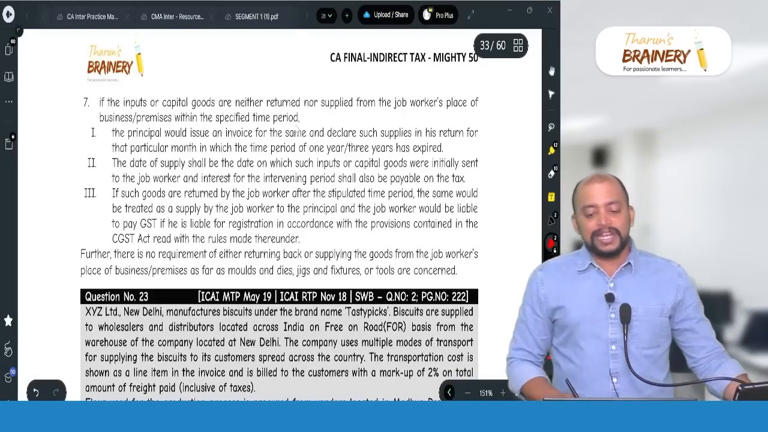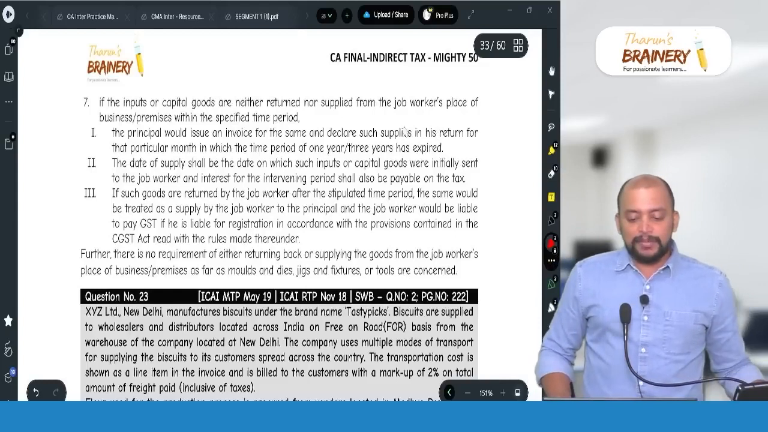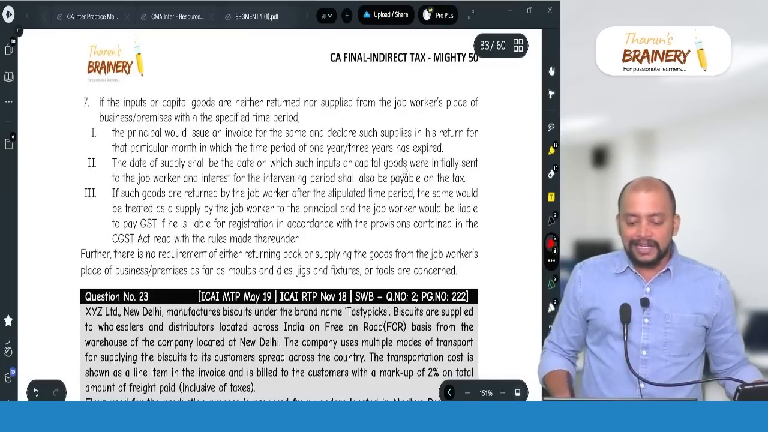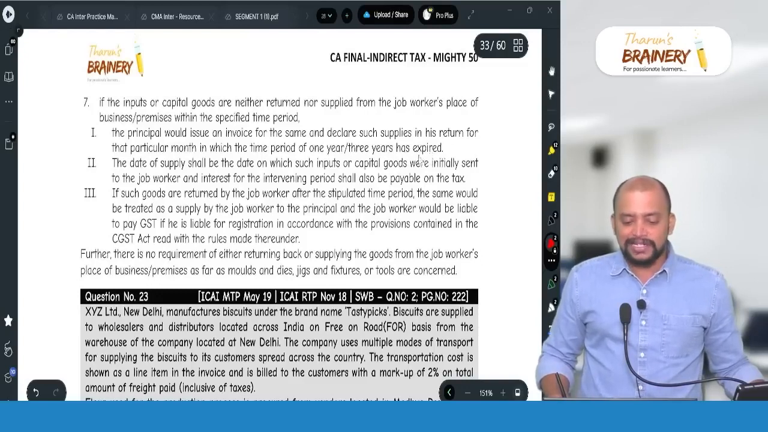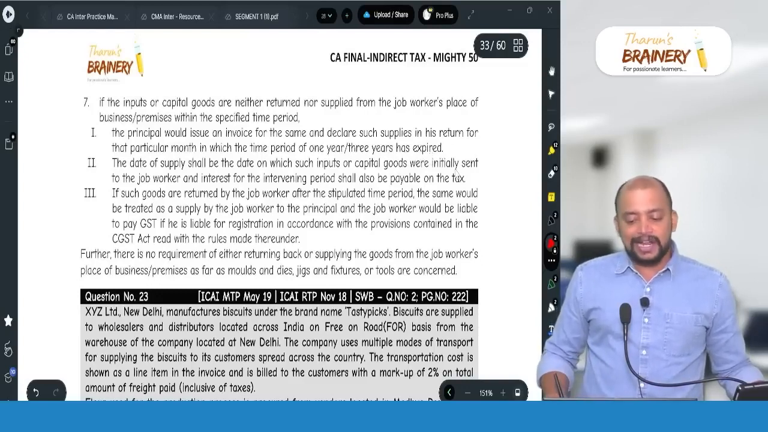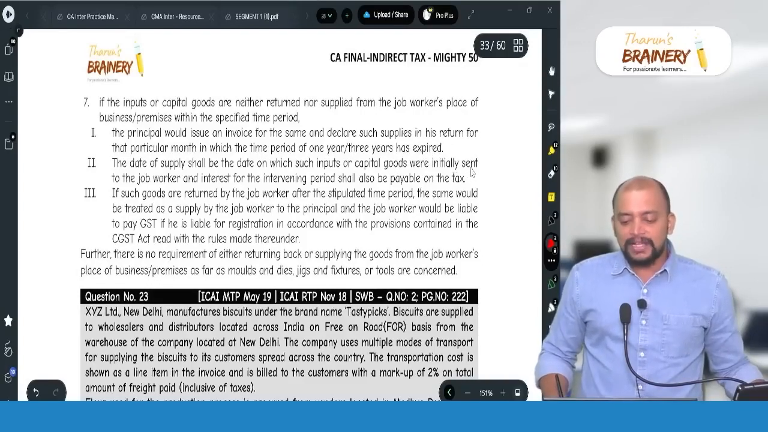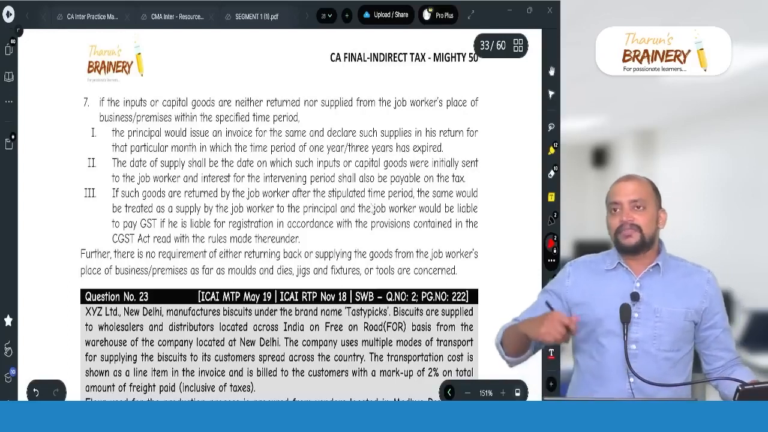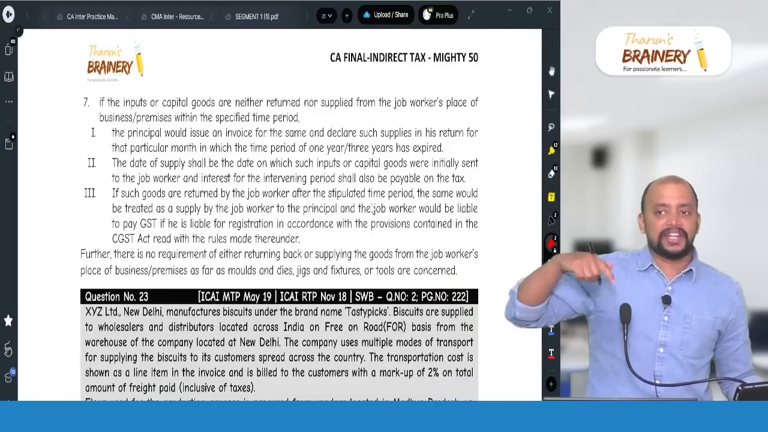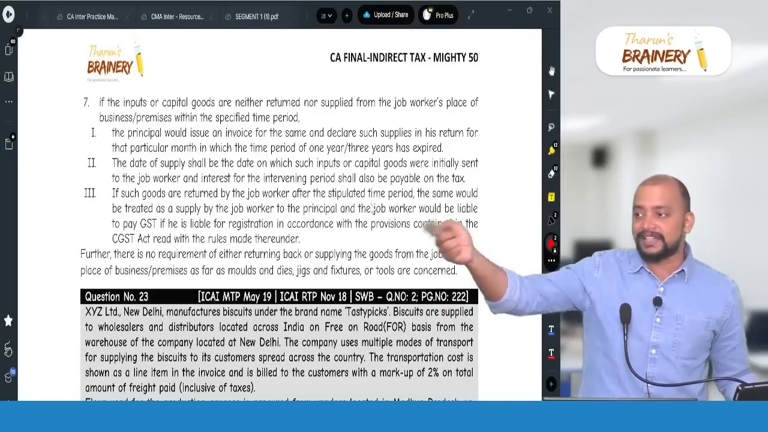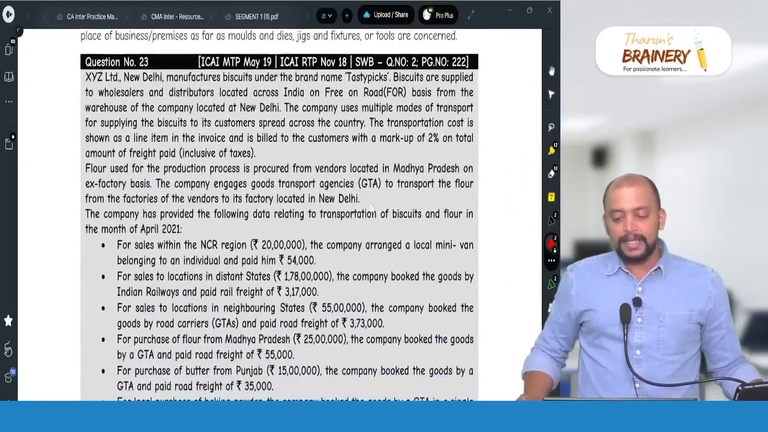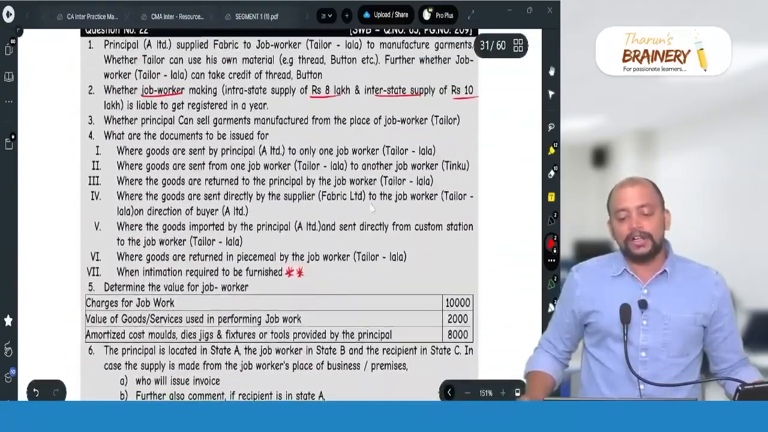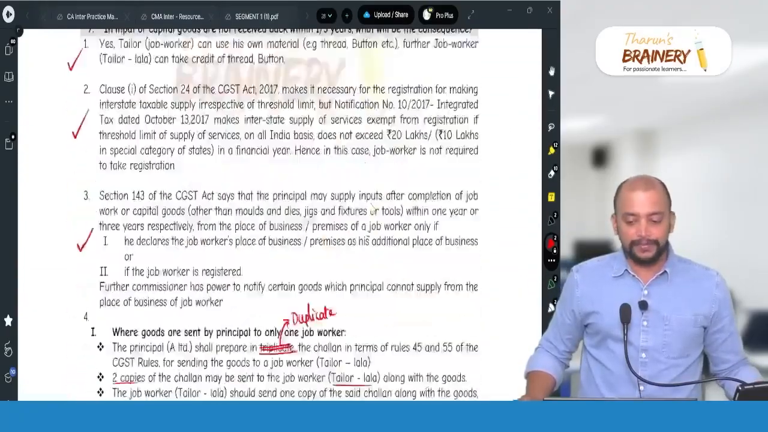If inputs or capital goods are not returned within the time limit, the principal would issue an invoice and declare such supplies in his return after expiry of 1 year or 3 years. The date of supply shall be taken as the time of supply. Therefore, interest will also be payable in this case. Again, when the job worker is returning the goods thereafter, it will be treated as a new supply of goods by the job worker. So this question is a consolidated question containing all the provisions related to job work.